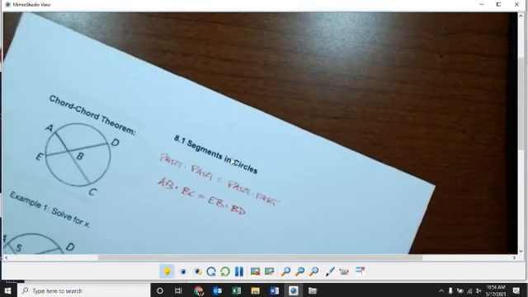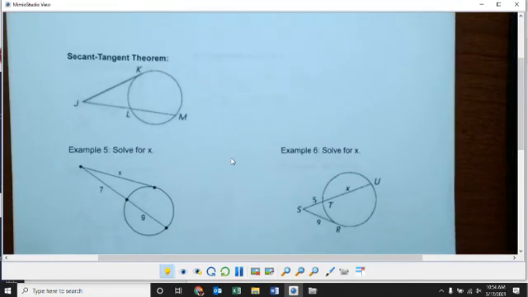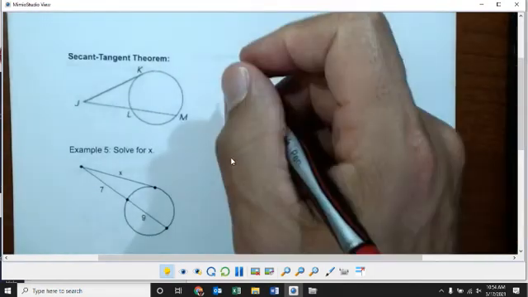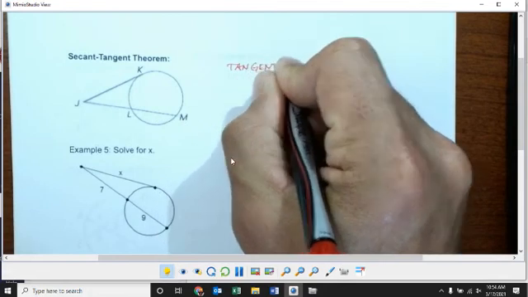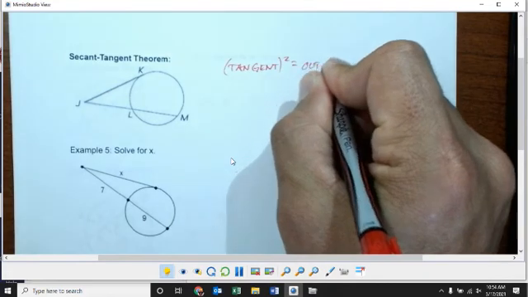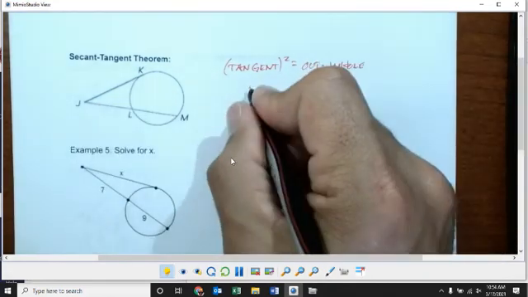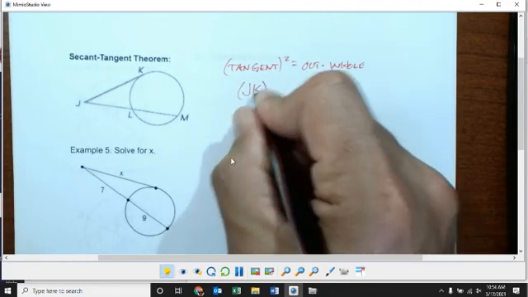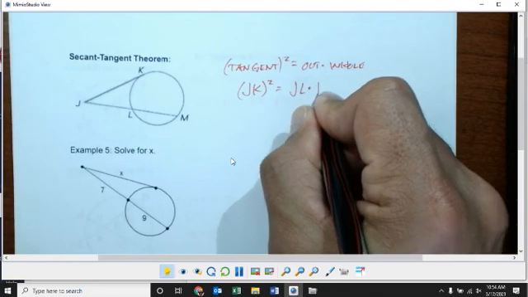One more to go. I told you this one would be quick. Here, this is when we have a secant and a tangent. And in this case, we say it is the tangent portion squared is equal to outside times whole. So in this case, it would be JK squared, so JK times JK equals JL times JM.